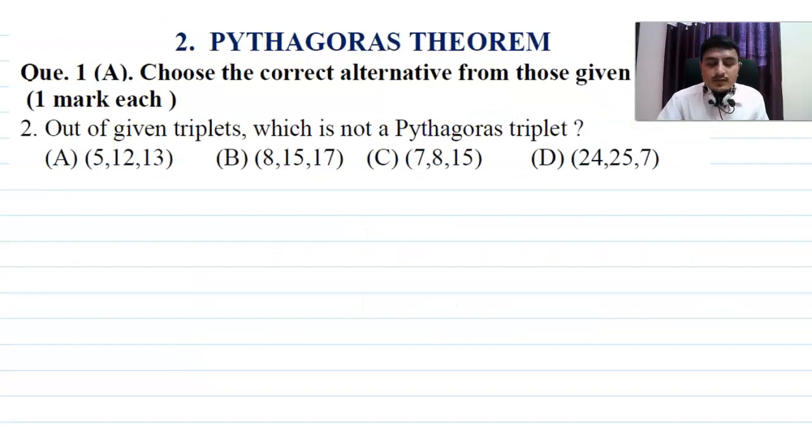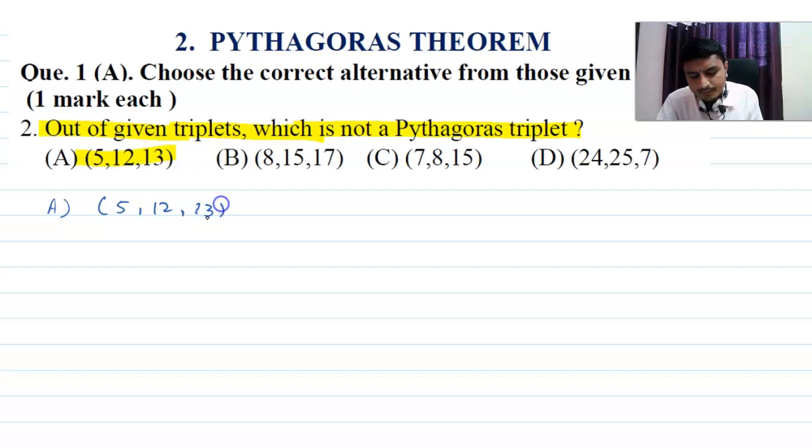Look at question number 2, which is of the same kind. Out of given triplets, which is not a Pythagoras triplet? Now we have to verify the given triplets and find which is not a Pythagorean triplet. We have 5, 12, 13. Among them, which is the greatest number? We have 13, and 13 square is 169.